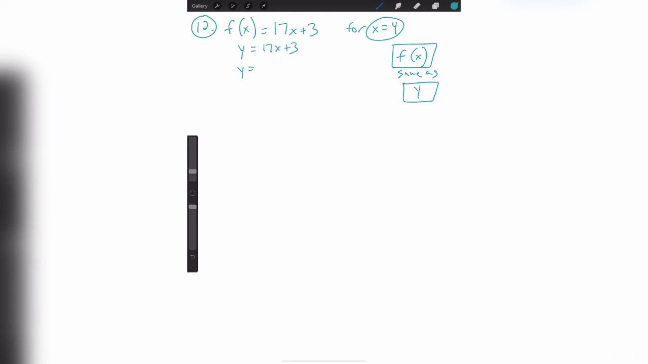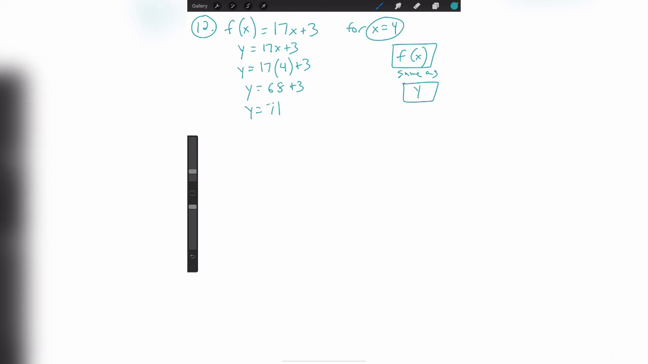You say, oh, well, y is equal to 17. Well, that value of x that I had is 4, so I'm going to put 4 there and multiply, right? And you would then multiply 17 times 4, which gives you 68. And you say y is equal to 68 plus 3, which gives you 71, right? So that's how you would normally solve that type of problem.